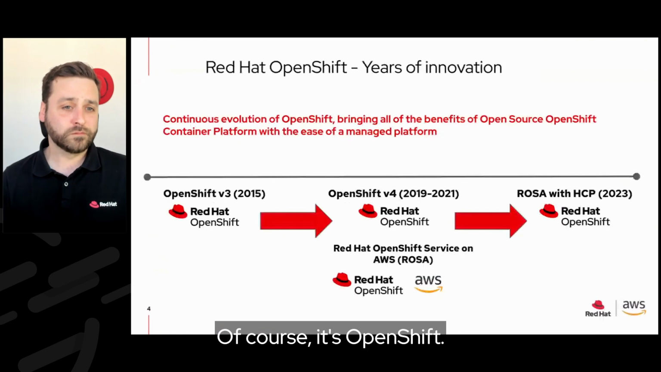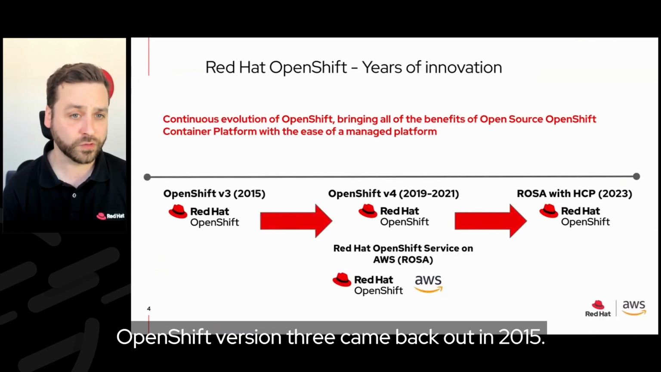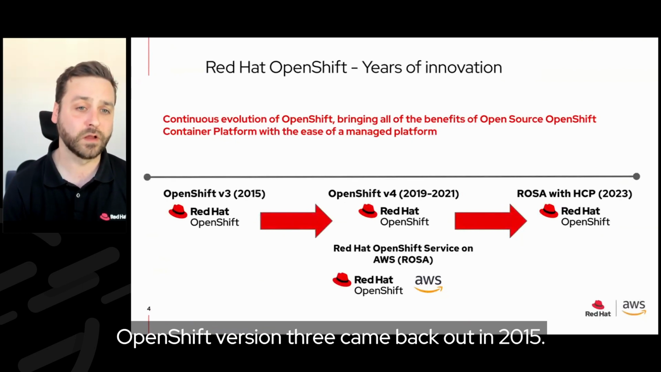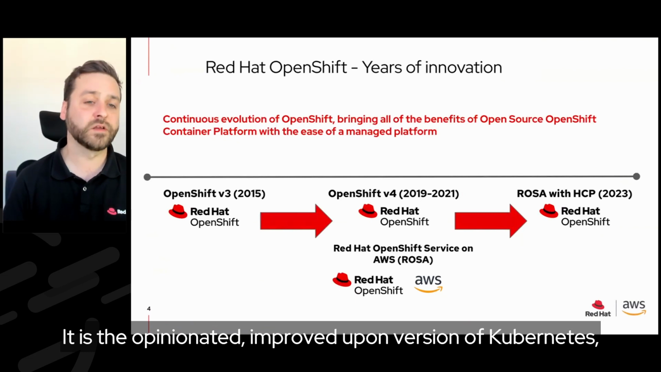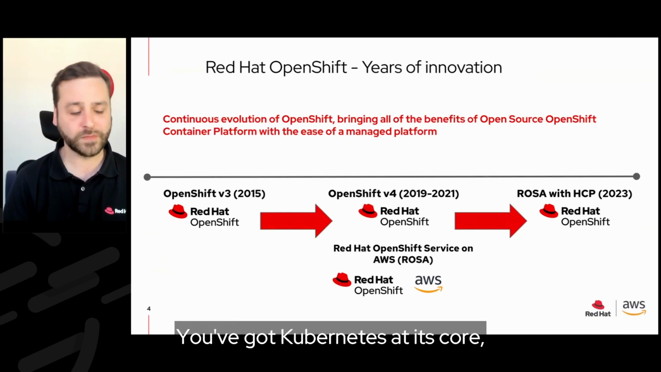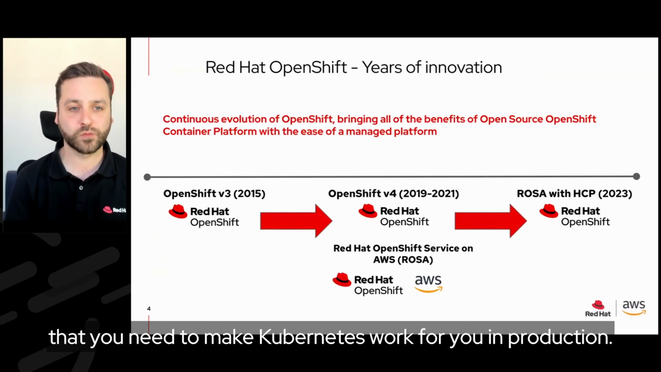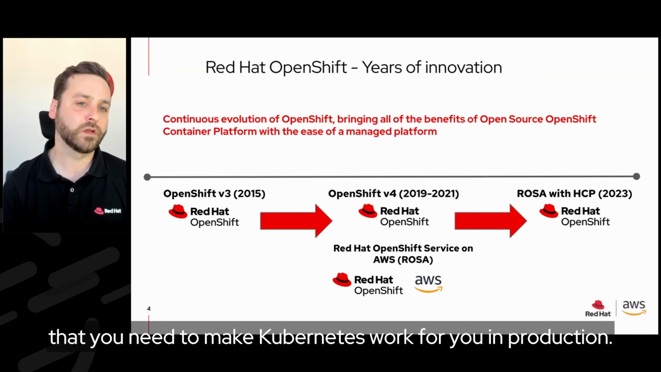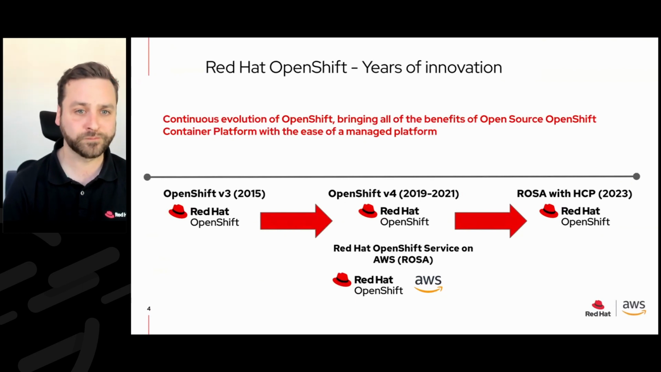Of course, it's OpenShift. We have been working on this as a company since 2015. OpenShift version 3 came out in 2015. It is the opinionated, improved upon version of Kubernetes, at least in my opinion. You've got Kubernetes at its core, and then around that we've built all of the things that you need to make Kubernetes work for you in production. In my opinion, it is the enterprise-ready Kubernetes platform.